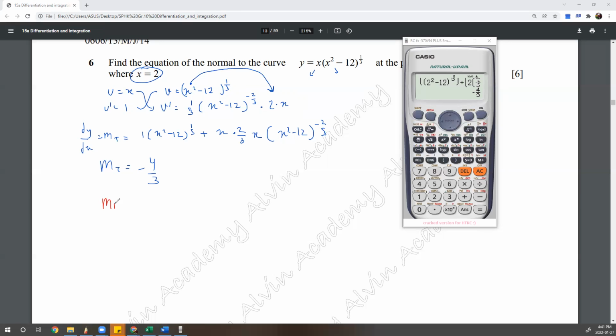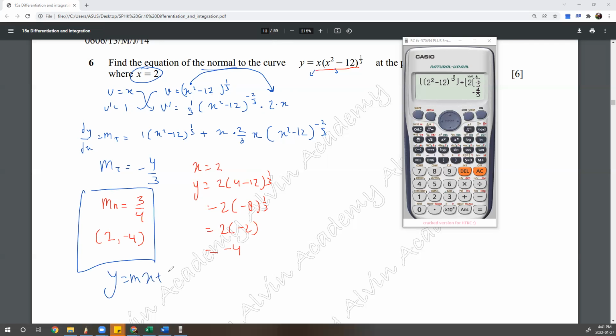So m normal is 3 over 4, right? Negative reciprocal. And where x equals 2, what is the y? You put here 2 times (4 minus 12) power 1/3. Okay, 2 times negative 8 power 1 over 3. Negative 8 to the power of 1 over 3 is negative 2. So negative 4. So the point is (2, negative 4). And you can write y equals mx plus c. That's all, because the question is asking for the normal.